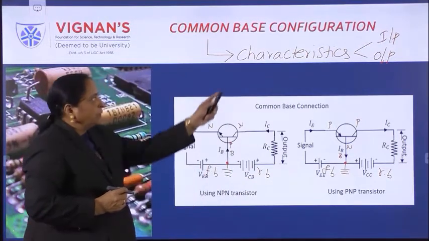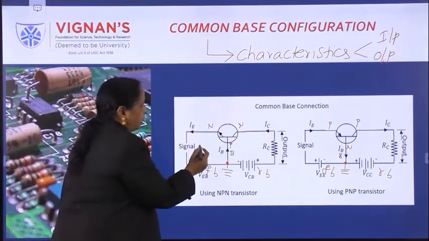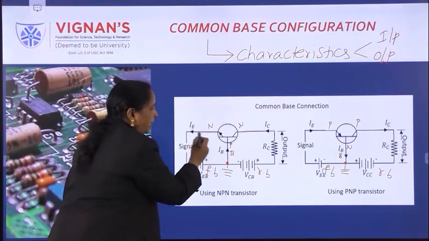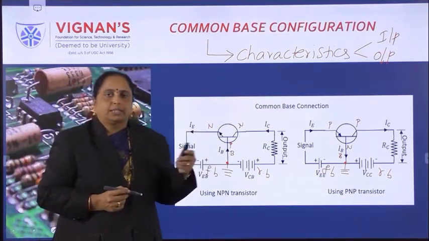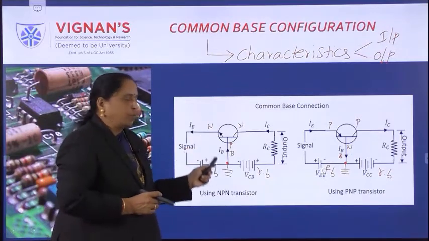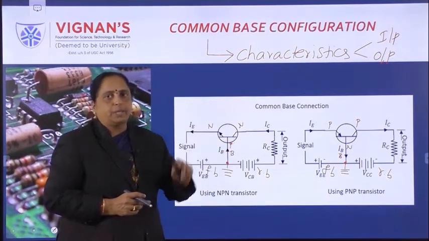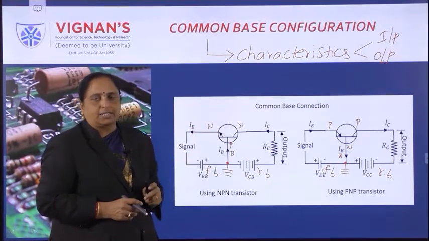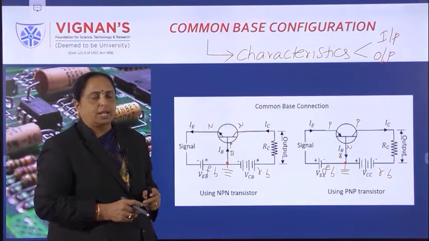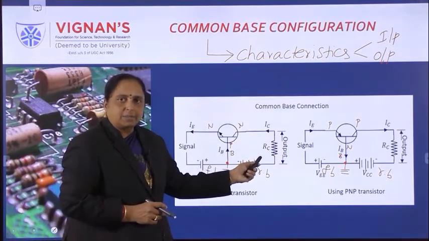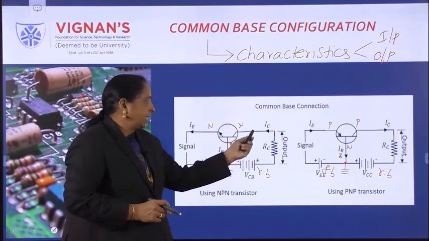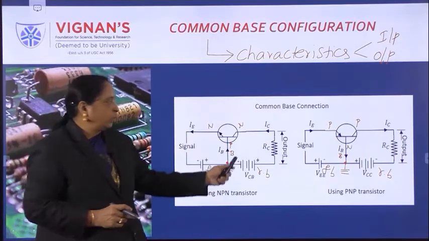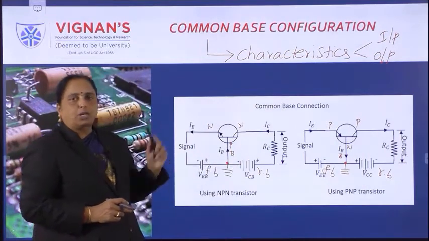Okay, now input characteristics means what? See, input means if you draw any graph between the input voltage and input current, that is known as the input characteristics. But while doing input characteristics, the output must be kept constant. Output condition should not be changed. Then only we can take the characteristics for different values of voltage and current. Similarly, output characteristics means the graph drawn by taking voltages and currents by keeping input constant. So while doing output characteristics, input should not be changed.